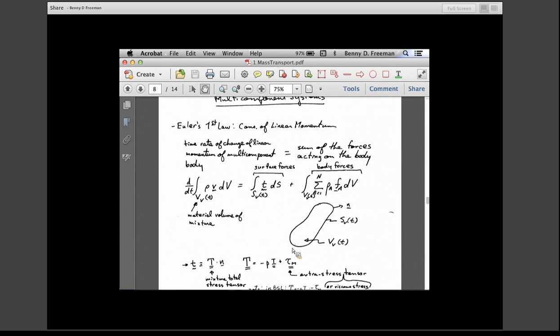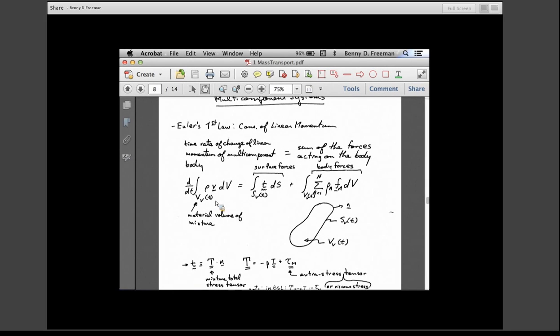For the conservation of linear momentum, we do exactly the same sort of analysis that we did with mass transfer. We write the time rate of change of linear momentum in a body as the sum of the forces acting on that body. If you remember back to your high school and college physics courses, this equation is a statement of Newton's law: the sum of the forces acting on a body is equal to the time rate of change of the momentum of that body. Normally you would see that expressed as mass times acceleration.